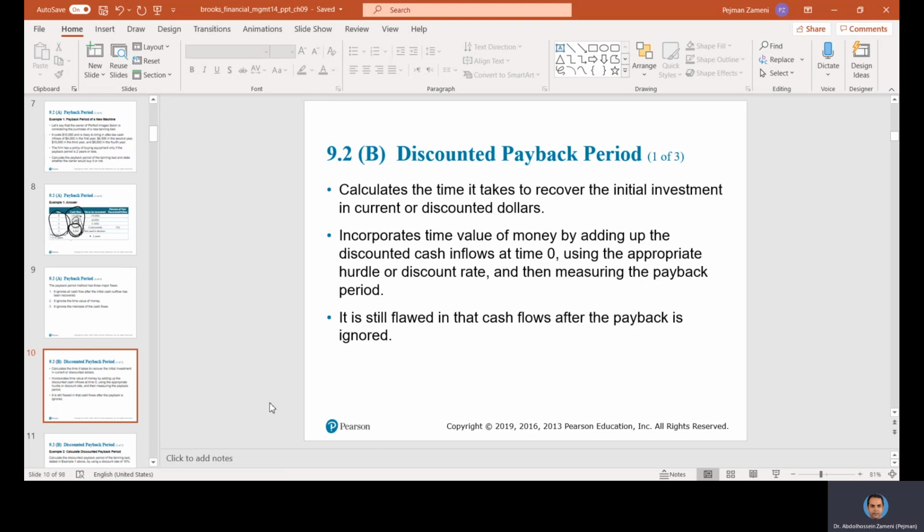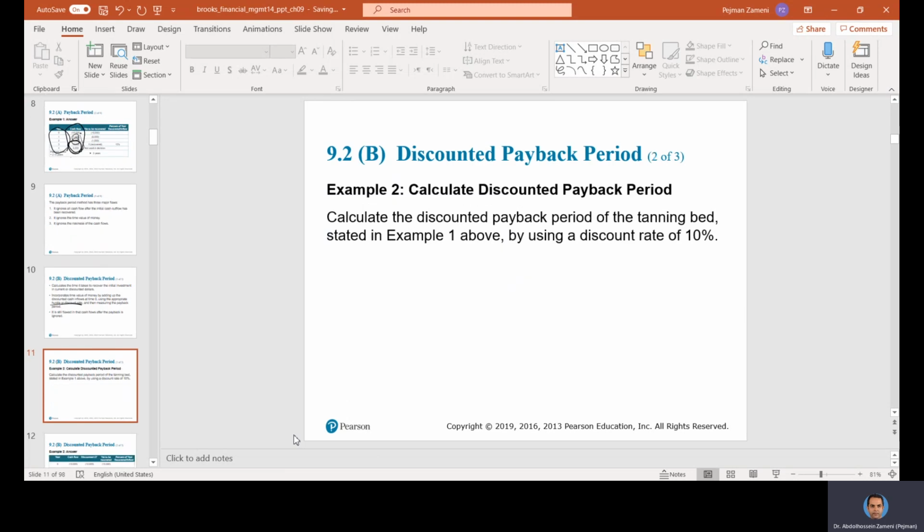Incorporate time value of money by adding up the discounted cash inflows at time 0 using the appropriate hurdle or discount rate, and then measuring the payback period. It is still flawed in that cash flows after the payback are ignored. See, still this model has a few issues.